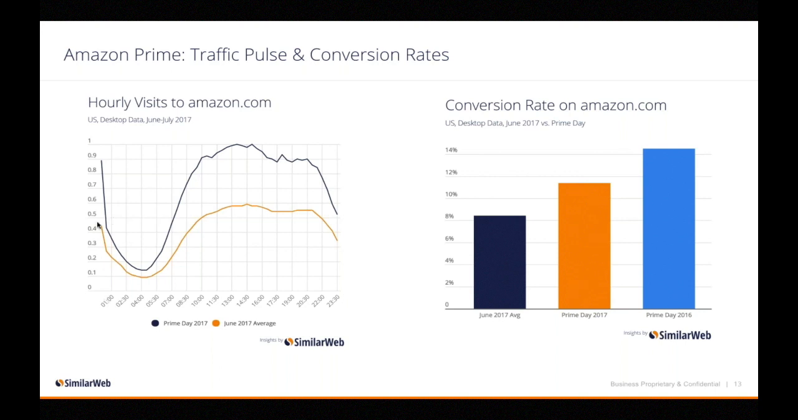And what I also think is quite interesting is looking at things like conversion rate. So we can actually understand exactly the performance of Amazon.com on Prime Day and compare that to both the average in June. So the average in June was just over 8% on Amazon, which is incredible. But you can see how well Prime Day is for Amazon, and how well it's converting their consumers.